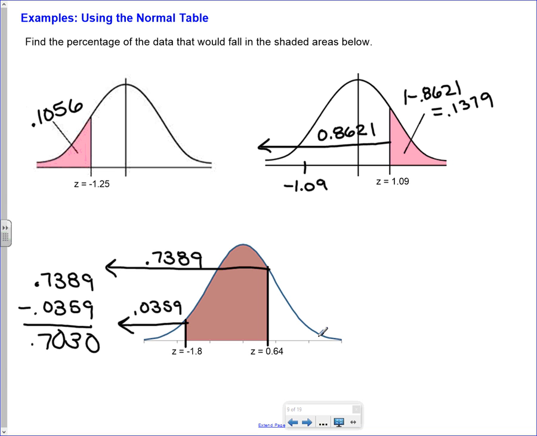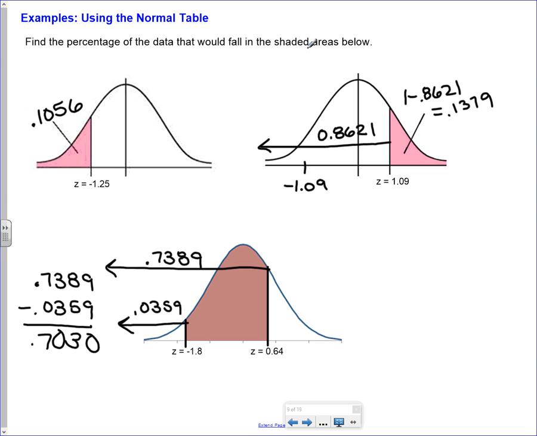Okay, so before we go back to the problem that we were working on, we're just going to do a few examples of how to use the normal table, because it's very important to be able to read it correctly. And some of your homework problems are really going to look just like this, where you're just showing that you know how to read the table.